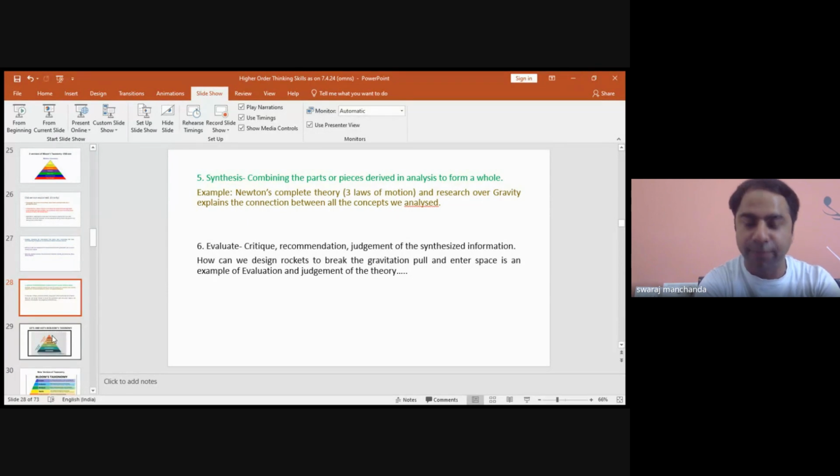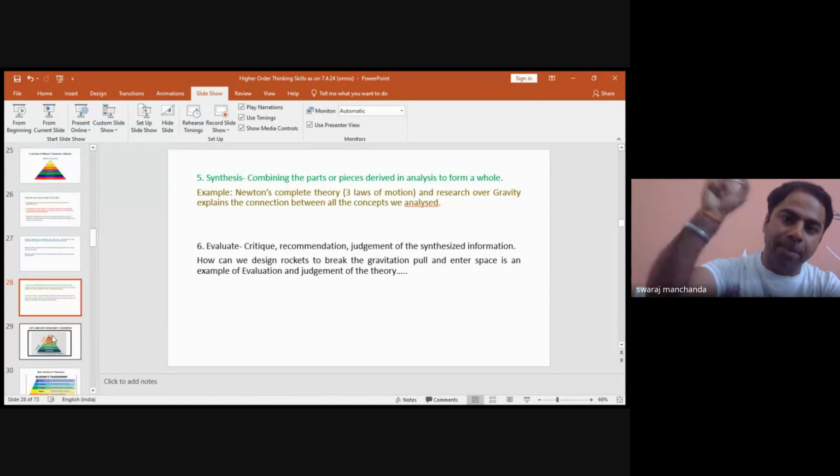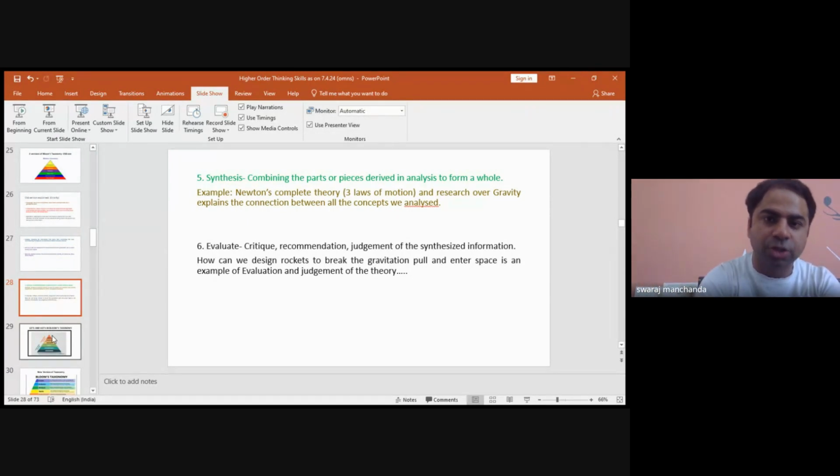Newton said, whatever thing you throw up, it will come down. Scientists questioned, we want to explore space. We need to break the gravity. How can we do it? We need to evaluate whether it can be broken or not. And yes, it can be broken. Rockets can break this gravitational pull. So all the levels of gravity, all these concepts of gravity, can be taught easily with Bloom's taxonomy.